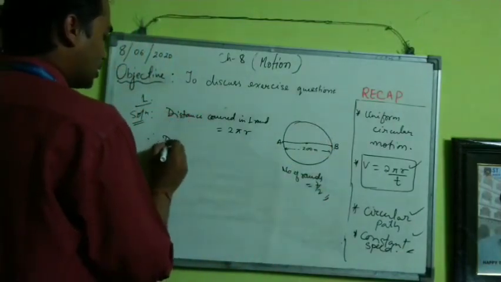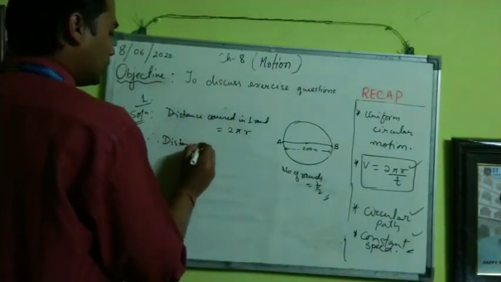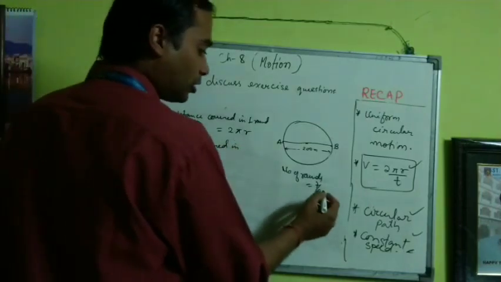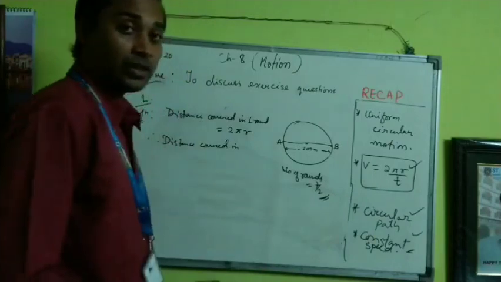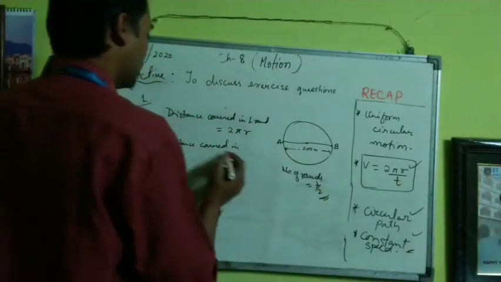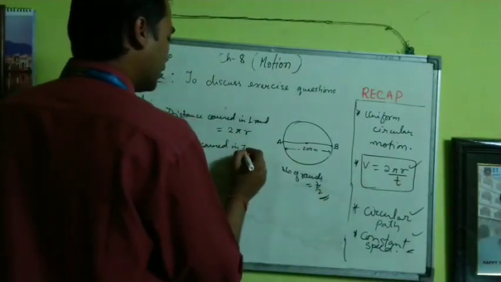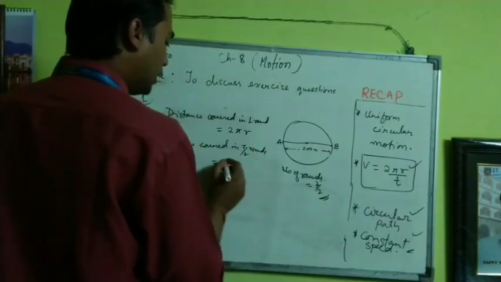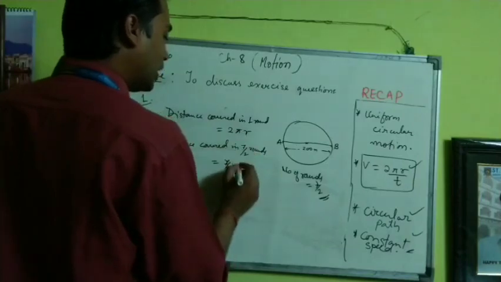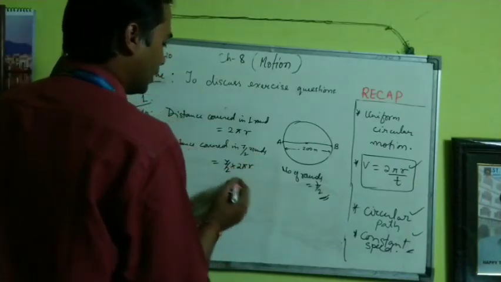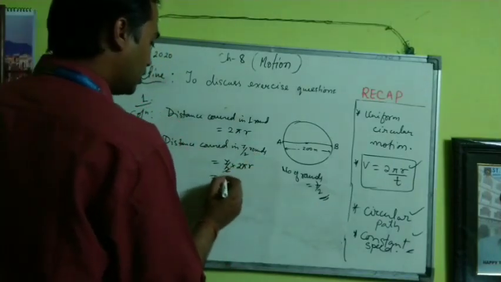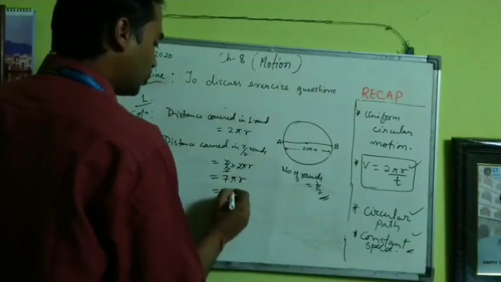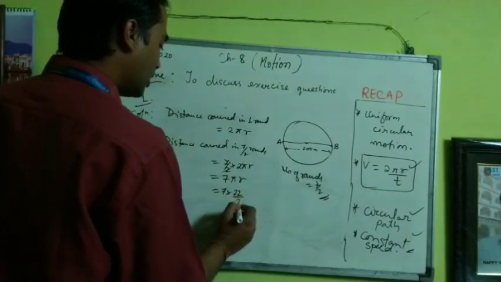Therefore distance covered in how many rounds? We already got that there are 3.5 rounds or 7 by 2 rounds. So distance covered in 7 by 2 rounds will be equal to 7 by 2 multiplied with twice pi r. This 2 and 2 will be cancelled. As a result we get 7 pi r. Then 7 into pi, what is the value of pi? It is 22 by 7.